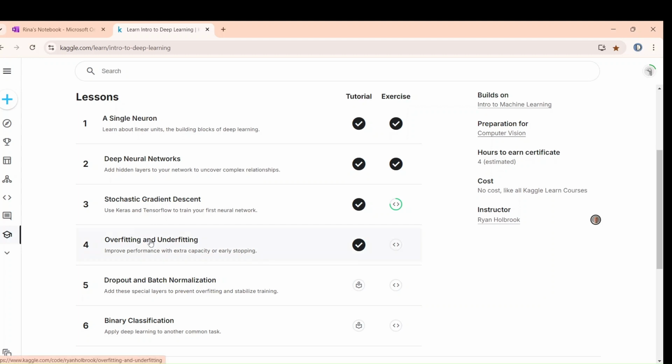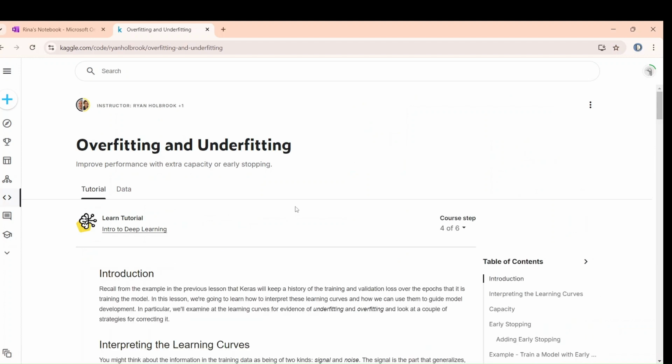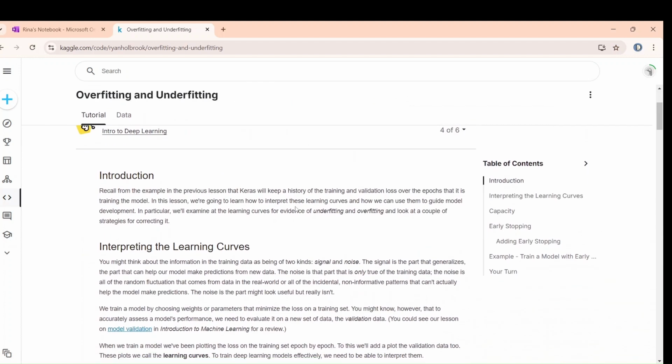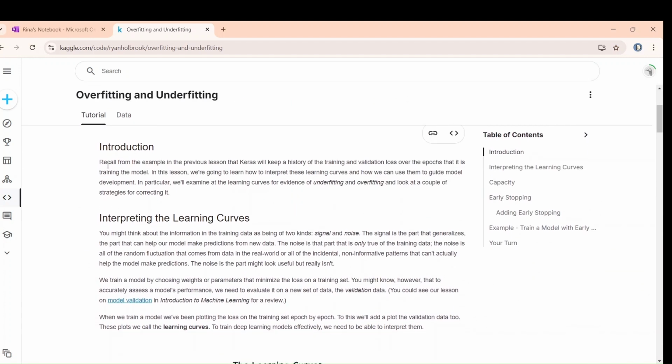And today our topic is overfitting and underfitting. As usual, we will first read out the tutorial, then we will do the exercise. Okay, let's read it line by line.